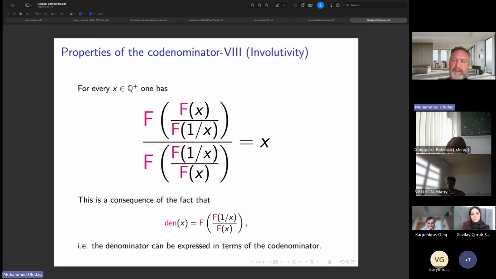This appears to be complicated, but in fact it says that a function, which I'm going to describe soon, called the Jimm function, is an involution. And this formula is shown by using that the denominator function can be expressed in terms of the codenominator function. If we know the codenominator of x, the codenominator of 1 over x, and the codenominator of this expression, then we can find the denominator of x.